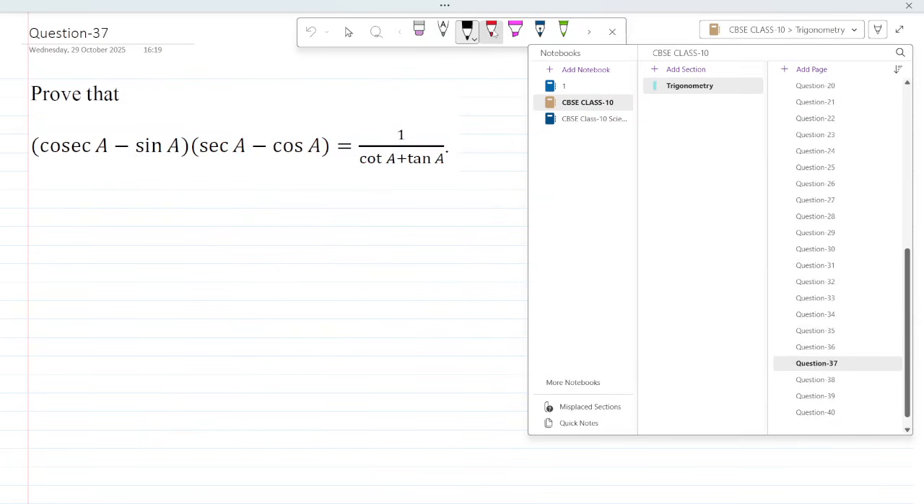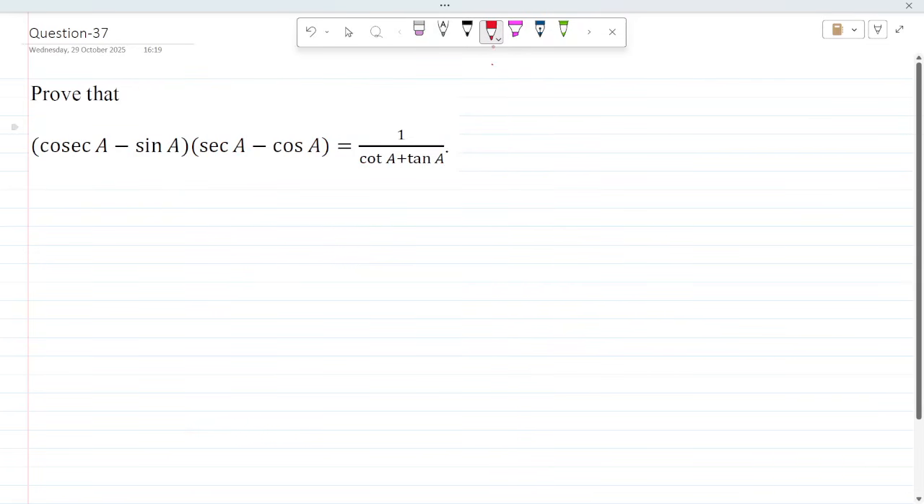Next question. Prove that this is equal to this. Take the LHS. What will it become? Cosecant A minus sin A into secant A minus cos A. I have to prove this. How do we do it? Take the LHS and proceed.